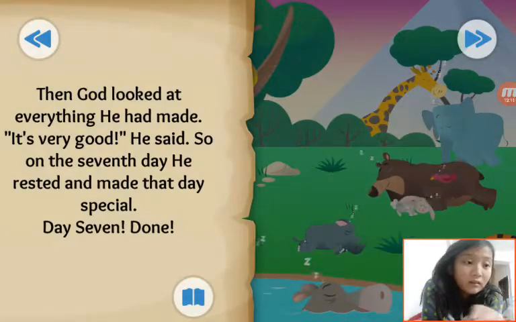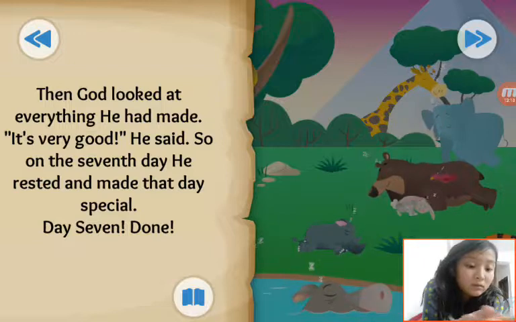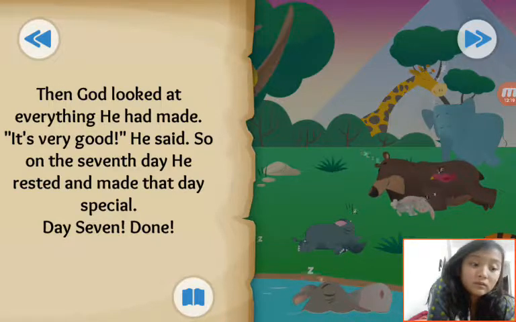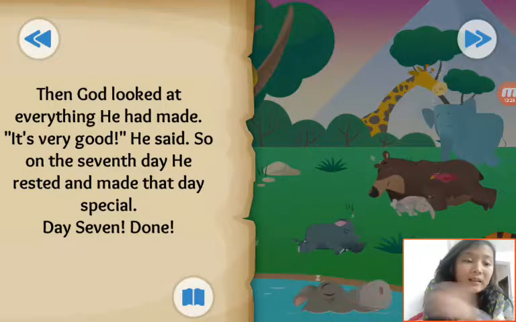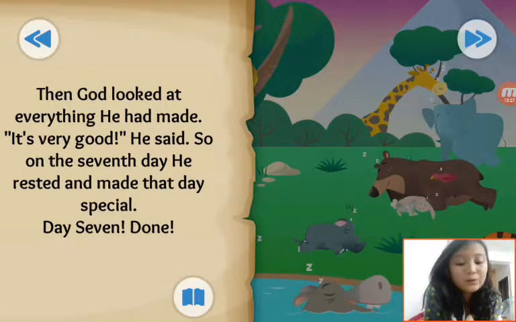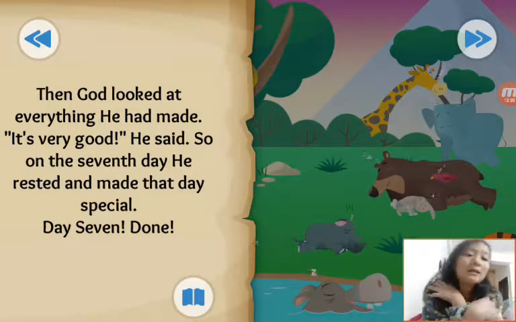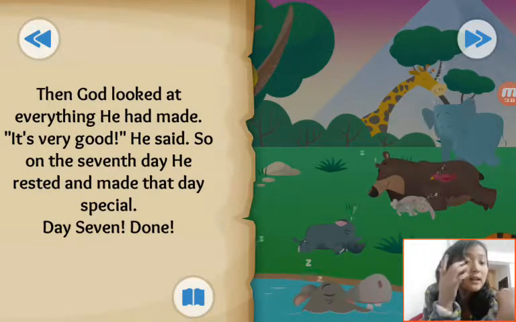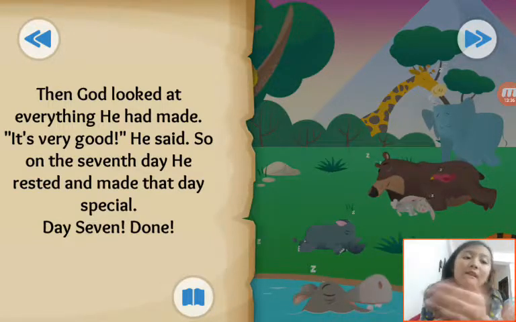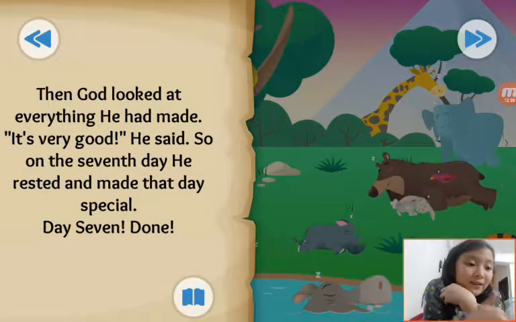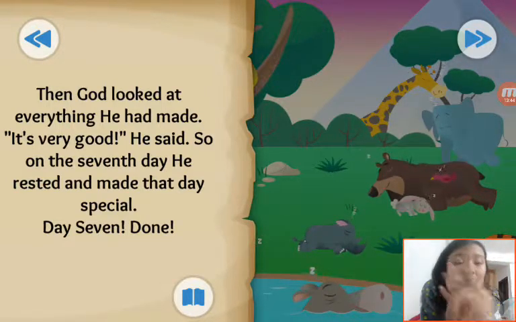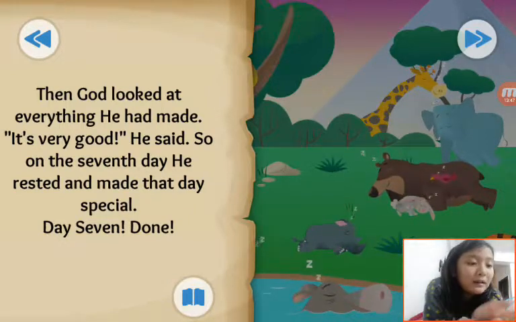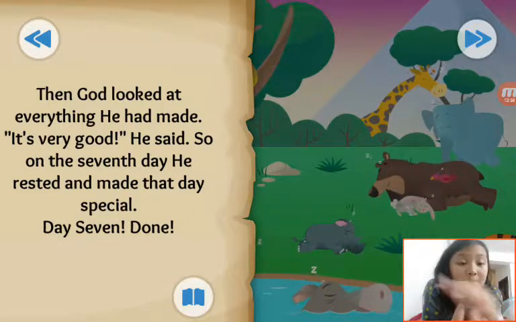Then, God looked at everything he had made. It's very good, he said. So, on the seventh day, he rested and made that day special. Day seven, done. God looked at everything. He was so glad because he had made all of the things. And he was saying, very good. I have made so many good things. And on the seventh day he rested, seeing what he had made. And he made the special day.